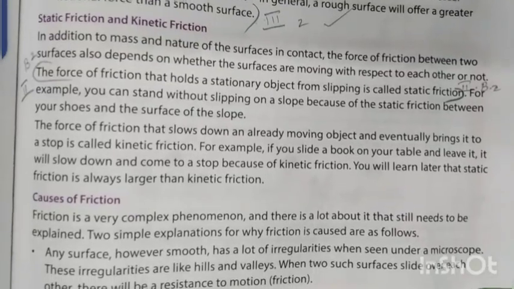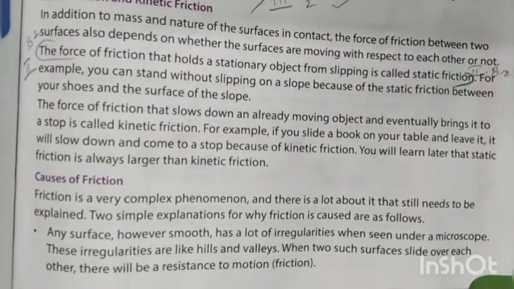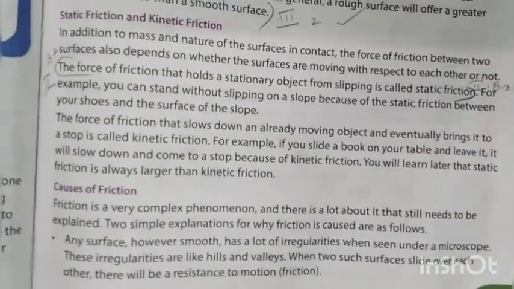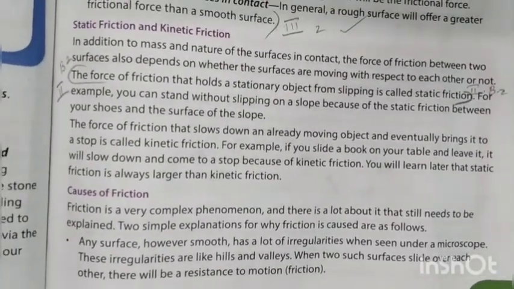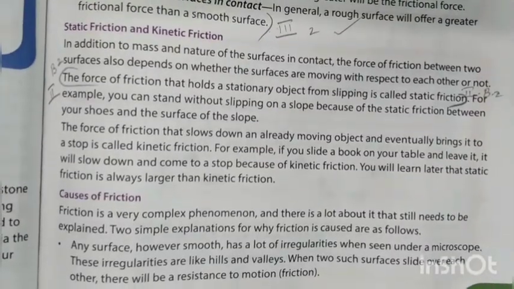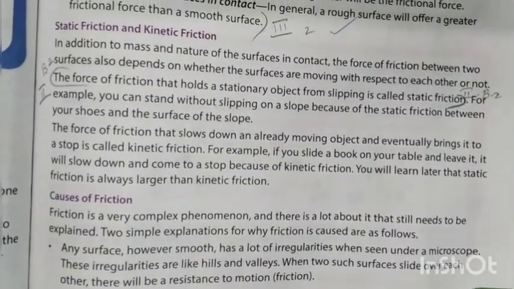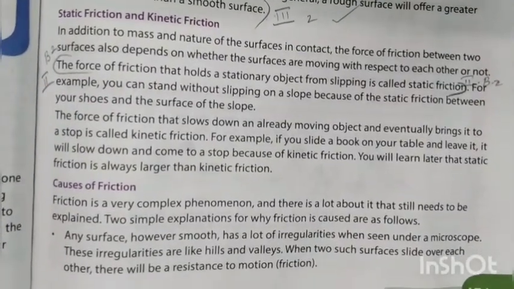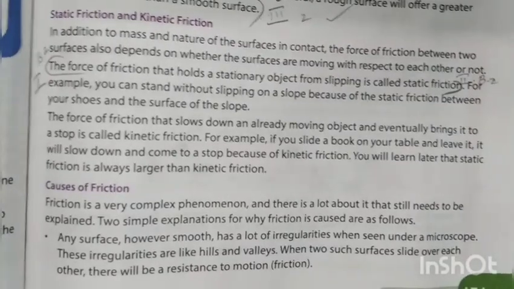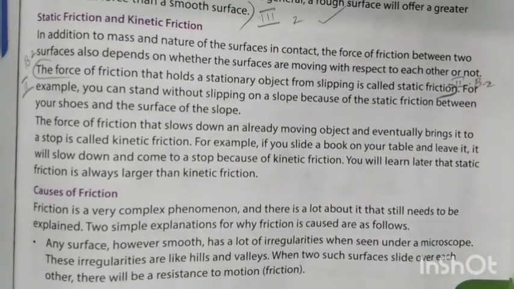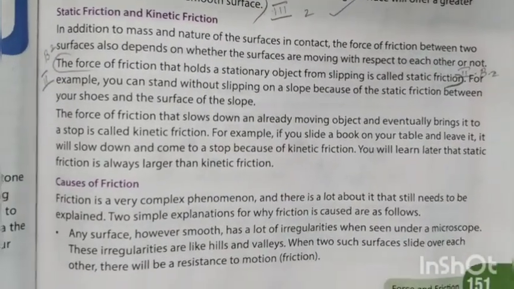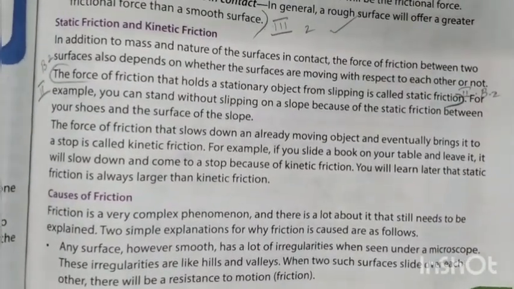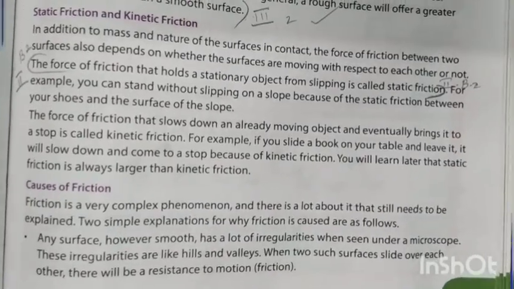Now, what do you mean by static friction? What do you mean by kinetic friction? The force of friction between two surfaces always depends upon whether the surfaces are moving with respect to each other or not. The first one is static friction. The force of friction that holds a stationary object from slipping is called static friction.